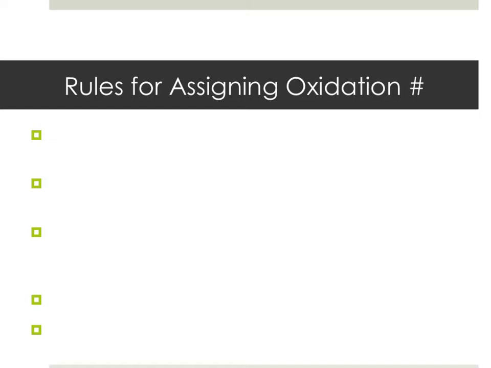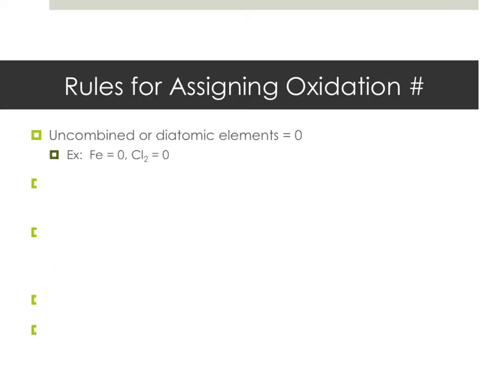So let's take a look at the rules for assigning oxidation numbers to elements in compounds. The first two rules we've already seen from the previous examples. First, we saw that uncombined or diatomic elements have an oxidation state of 0. In other words, elements that are not ions or elements that are not combined with anything else have a charge or an oxidation state of 0.